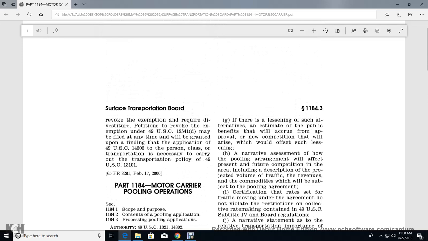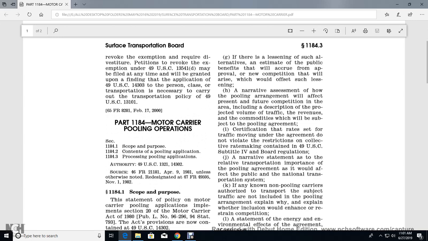If there is lessening in such alternatives, the estimated public benefits that will accrue with the approval of the new competition that will derive to offset the lessening. A narrative assessment of how the pooling arrangement will affect present and future competition, which would include a description of the projected volume of fleet traffic, revenues and commodities which will be the subject of the pooling agreement. Certification that the rates set forth, the track move with the owner of the agreement, do not violate the restriction of the collective rate-making contained in Title 49 Subtitle 4, Border Regulations.